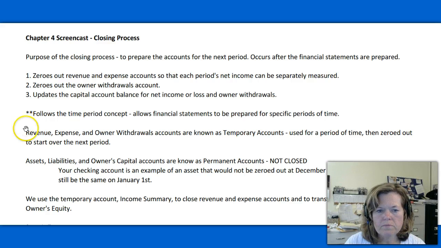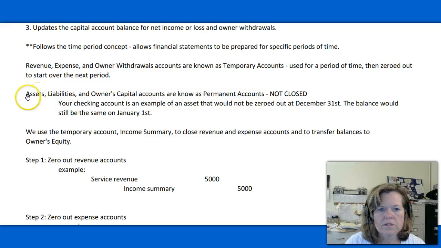So the revenue, expense, and owner's accounts are known as temporary accounts. They're used for a period of time and then they're zeroed out to start over the next period. And it's those temporary accounts that we're handling up here in the closing process: the revenue and expense accounts and the owner withdrawal accounts. So all those again are known as temporary accounts, and we zero them out to start over the next period.